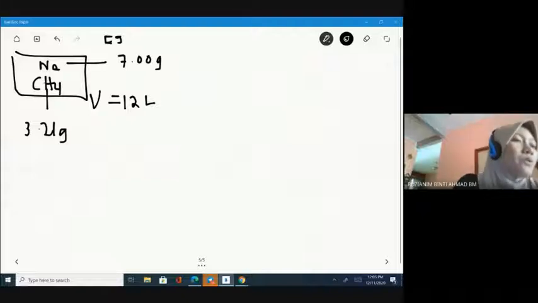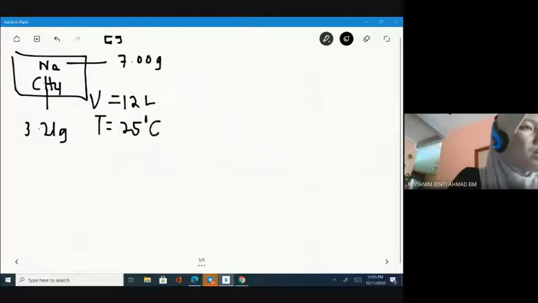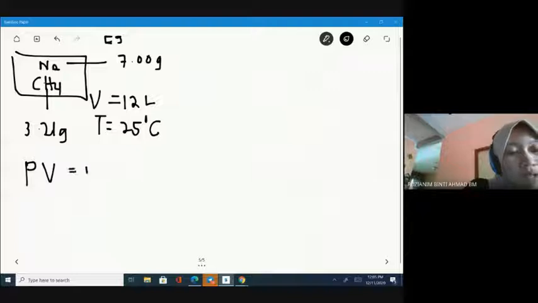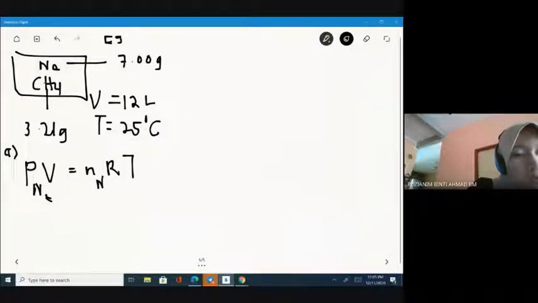Okay, so they ask here, the temperature already given, 25 degrees Celsius. What is the partial pressure for each gas? So the gases are ideal gas. So by using the ideal gas equation, PV equal nRT. If I want to find out the partial pressure for nitrogen, therefore we need to find out the mole for nitrogen too.